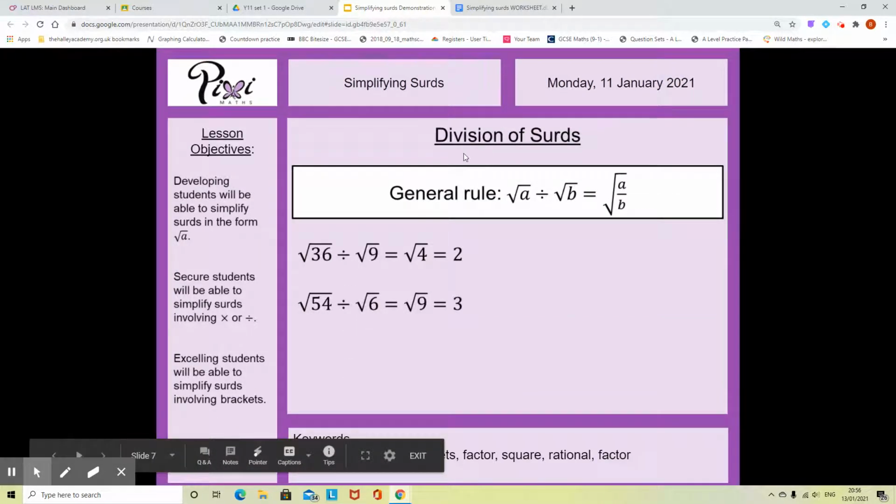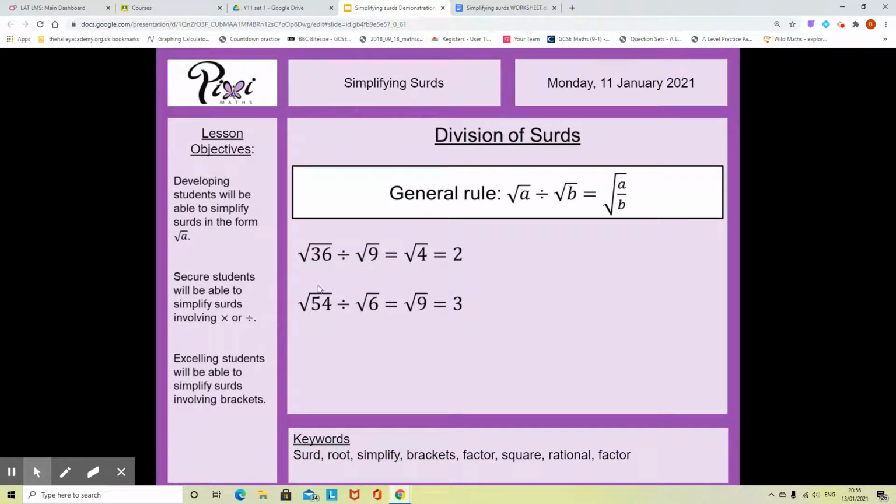Now let's look at division of surds. Square root of 36 divided by square root 9. 36 divided by 9 is 4, and square rooted, square root of 4 is 2. Similarly, square root of 54 divided by square root 6 is square root 9, because 54 divided by 6 is 9. Square root of 9 is equal to 3.